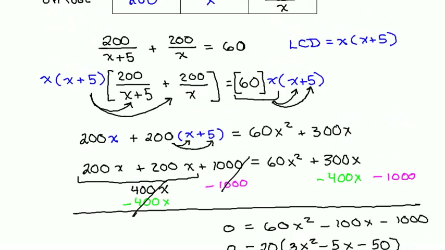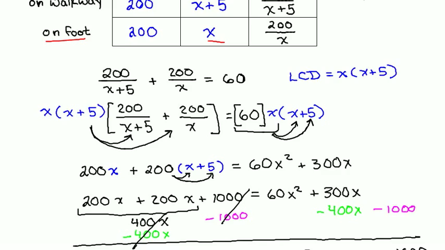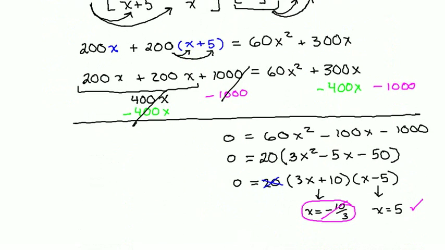Returning to the original problem, just to see if x is what we want or if something else is, I need to look both at the question, how fast does Enrique walk, and at my variable definition, on foot is x, so it makes sense that the value x that we just found really is our final answer for this problem. I just need to express it with units, remembering that the units here are feet per second. So 5 feet per second is Enrique's walking speed.